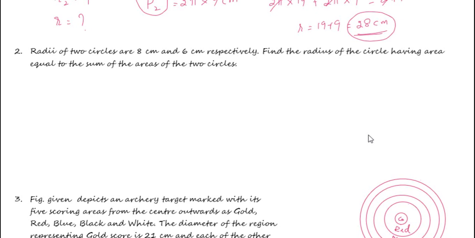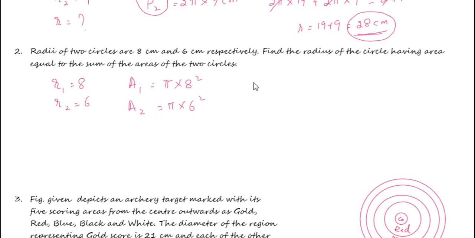Next exercise, which is a little bit similar to this. Radii of two circles are 8 centimeter and 6 centimeters, R1 equal to 8, R2 equal to 6 respectively. Find the radius of the circle having the area equal to the sum of the areas of these two circles. Now the area of this circle A1 equal to pi into r square, that is 8 square. Now area of the second circle A2 equal to pi into r square, that is 6 square. Find the radius of the circle having the area equal to the sum.